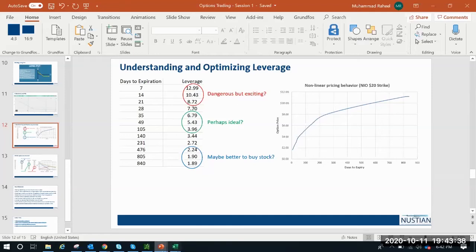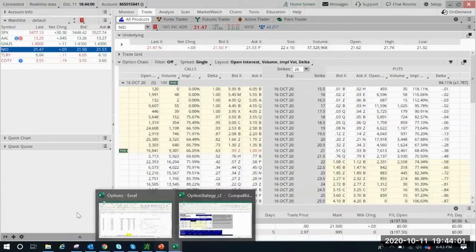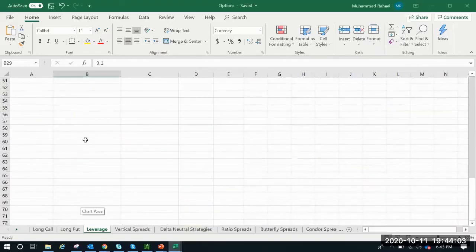So for next week, here's the play. Your Neo is what? 21.47. So this 21.5, look at that one, right? So 21.5 right now is $77. That's very expensive. Why? It's at the money, and they're asking you for $77 for 5 days exposure, right? So let's calculate that thing.